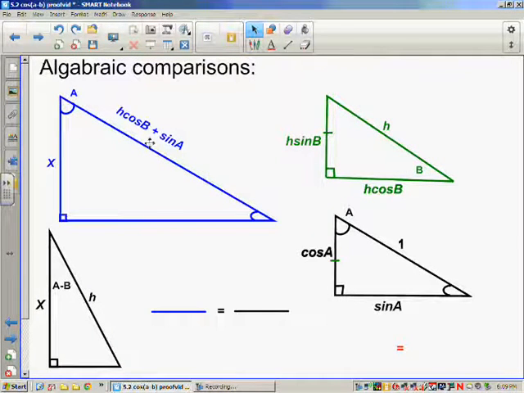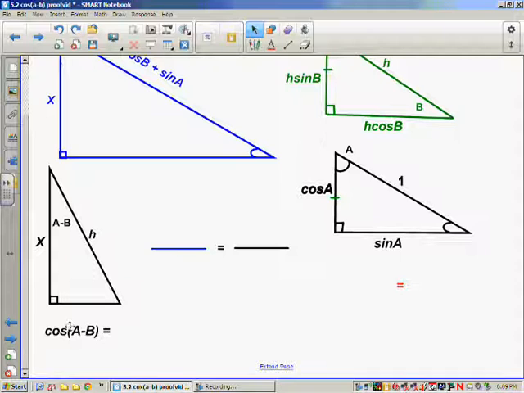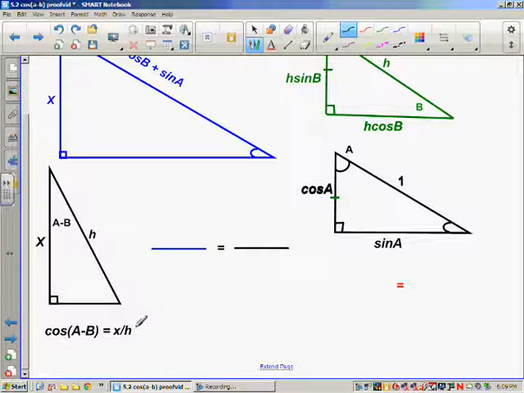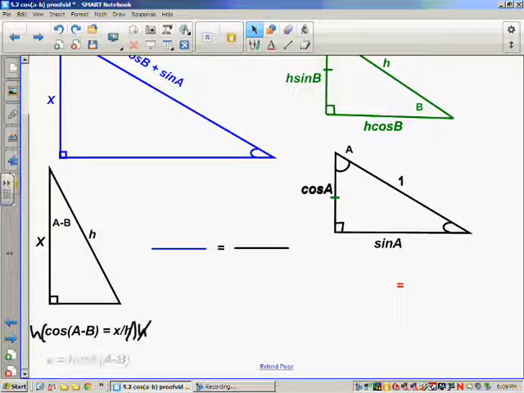And now we'll do some algebraic comparisons. I'll start in the bottom left here. If we simply wanted to know the cosine of A minus B, what it equals in this triangle, it equals adjacent over hypotenuse. So cosine A minus B equals x divided by h. And I want to solve this equation for x. I simply multiply both sides by h. The h cancels out on the x side, and I'll get an h on the left side, giving me x equals h cos A minus B.